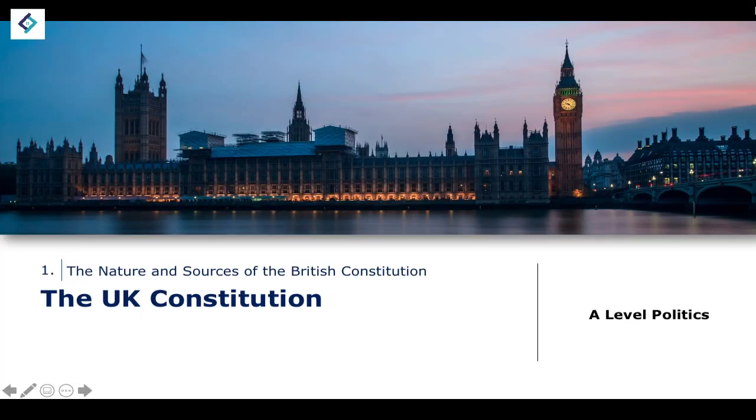In this first lesson, looking at the nature and sources of the British Constitution, we're going to begin by taking an introduction to the concept of a constitution more generally, so examining the way in which a constitution can be defined, and then looking at how the Constitution of the United Kingdom is ordered in the way that it is, and examining the merits and drawbacks of such a state of legal ordering.